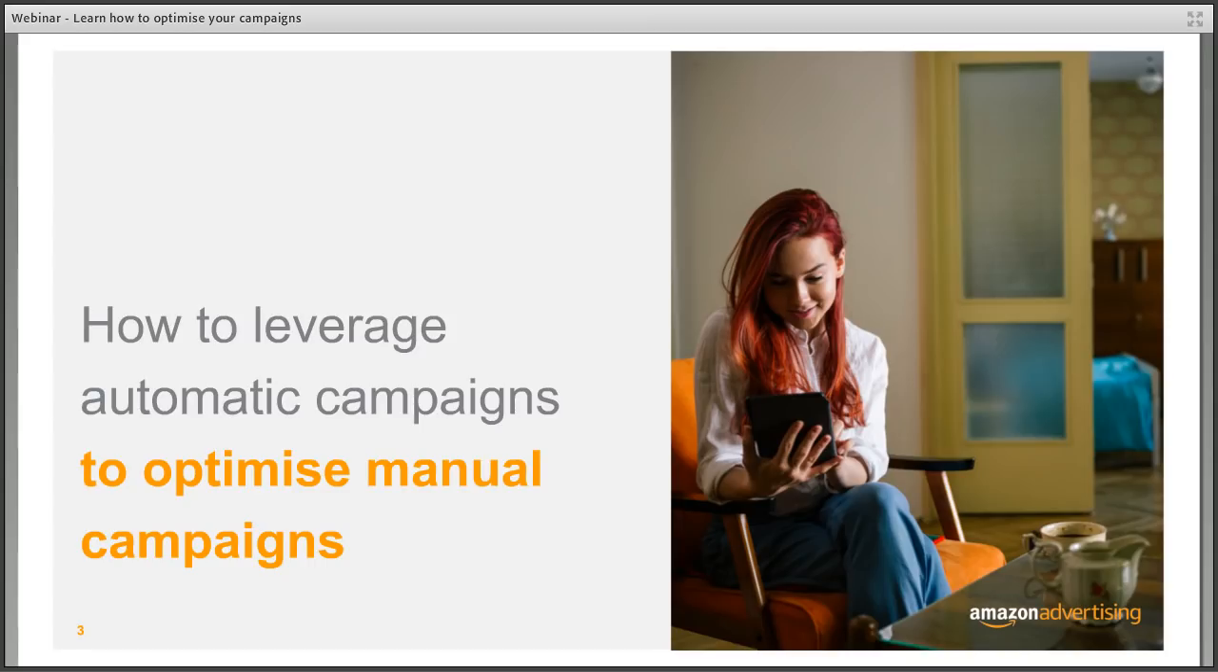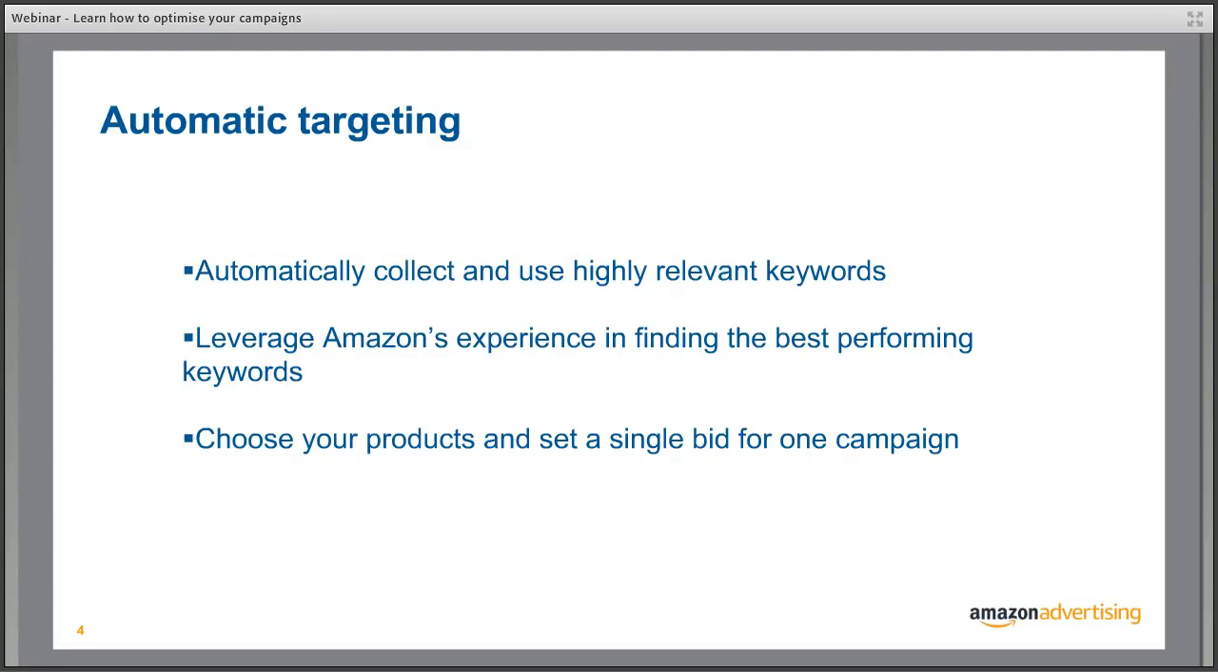Let's start our webinar with a section on automatic and manual campaigns. The first thing to know is that with automatic targeting, you can take advantage of Amazon's shopping intelligence. Automatic targeting will provide highly relevant search terms for the products you choose to advertise, specific to the way customers shop on Amazon. This campaign type leverages the experience Amazon has in finding the right keywords and eliminates the work of selecting keywords manually. You simply choose your products and set a single bid for the campaign.